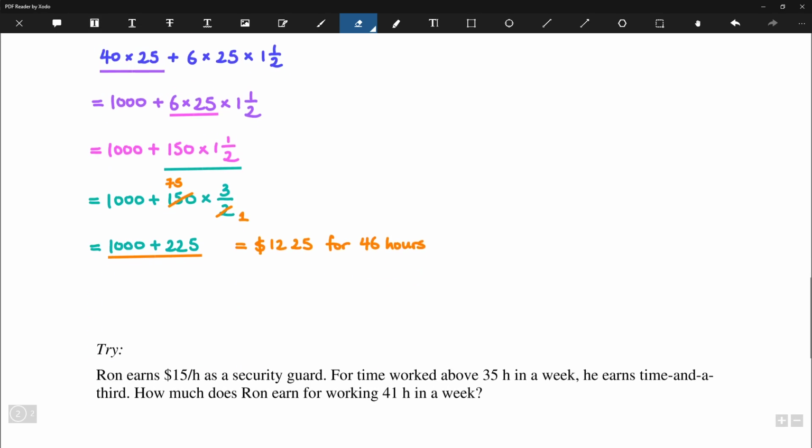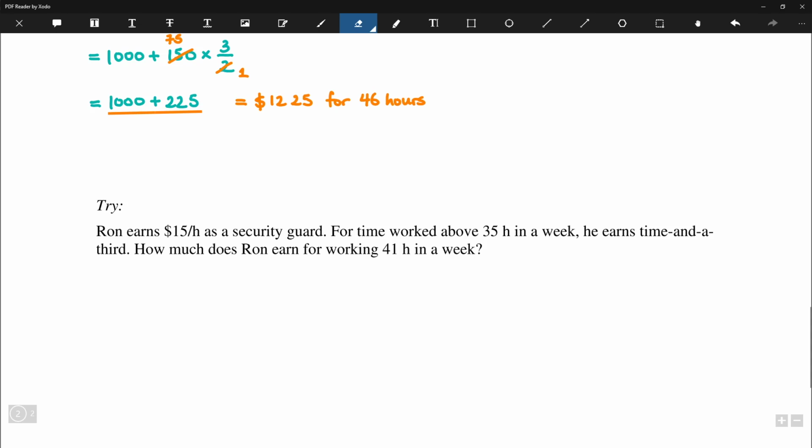So one more. Ron earns $15 per hour as a security guard. For time worked above 35 hours in 1 week, again, he earns time and a third. How much does Ron earn working 41 hours in 1 week?